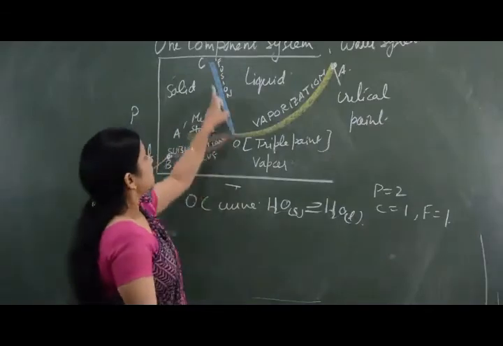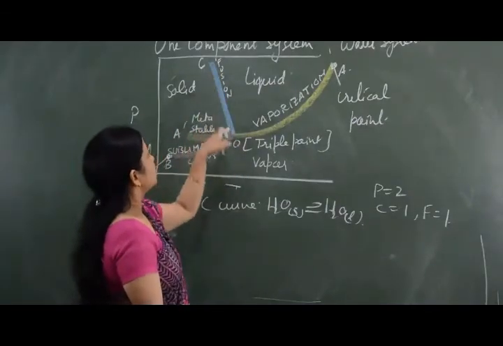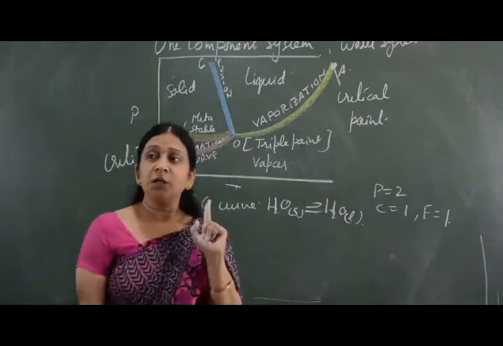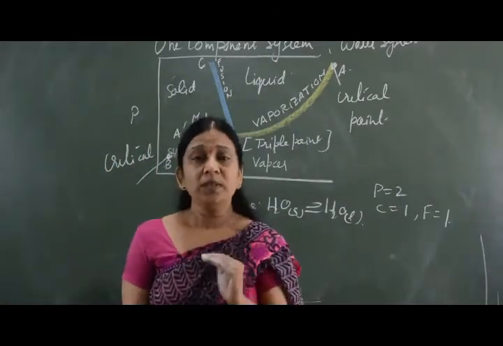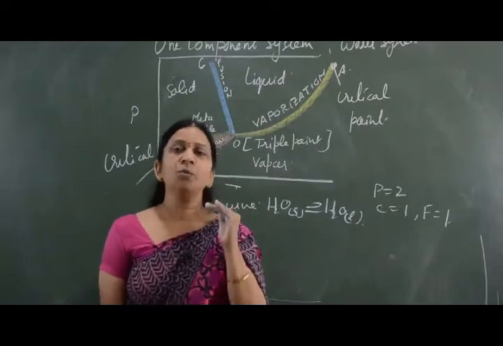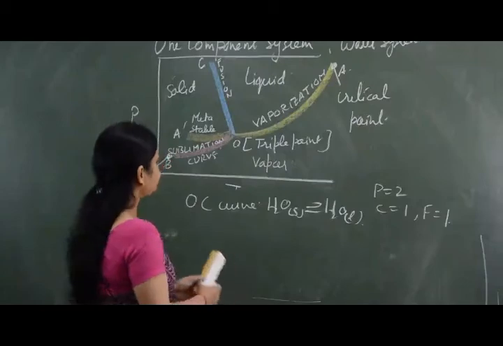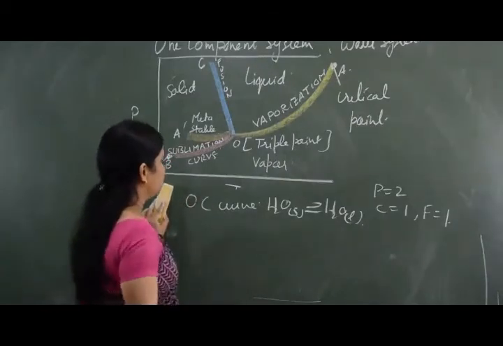Secondly, this fusion line or the OC curve is tilted towards the pressure axis. The meaning of this tilt is that with the increase in pressure, the melting point is going to decrease. So, they are inversely related. So, this is about the curve OC.